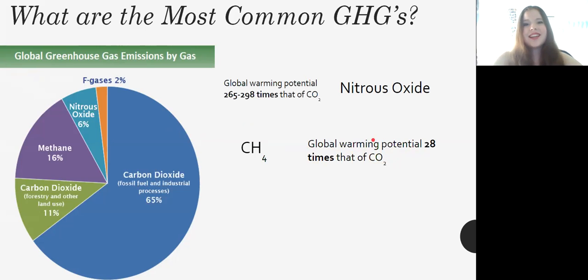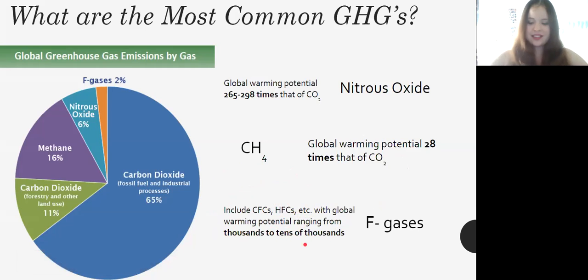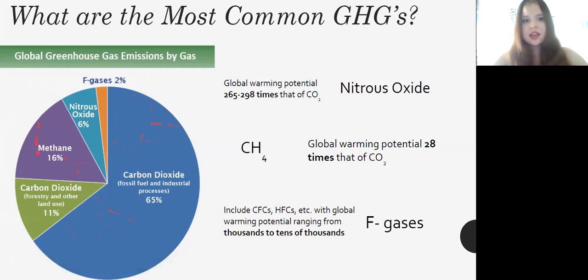Then we have nitrous oxide. Global warming potential 265 to 298 times that of carbon dioxide. Bigger yikes. And then to top it off, we have F gases, which includes CFCs, HFCs. CFCs are popular refrigerants. They have a global warming potential ranging from thousands to tens of thousands. Whew, yeah, not good. So while carbon dioxide is over here as the most common, these guys, although they're not quite as abundant, they're very dangerous, very severe effects.